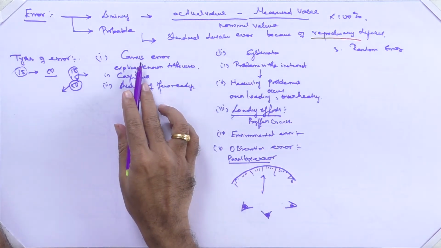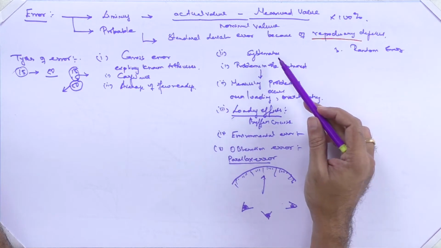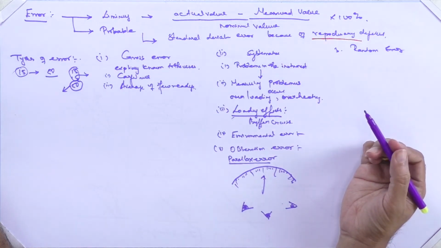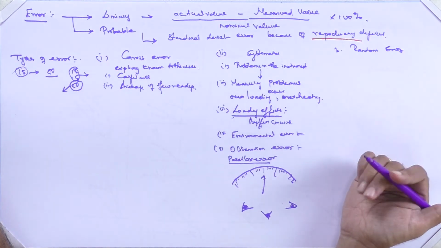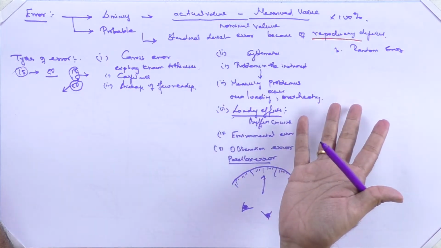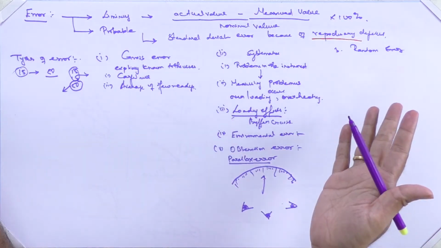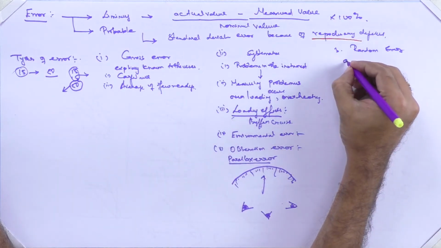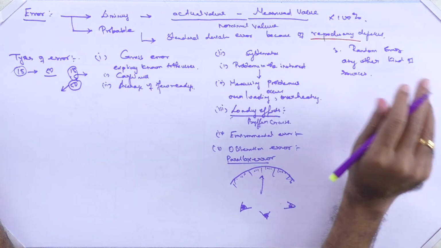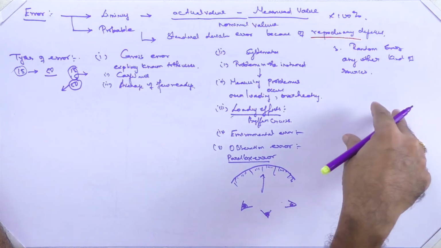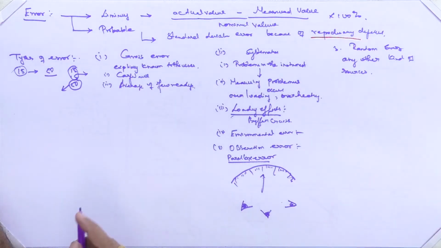Here we have seen the gross error, two types, and five types of systematic error, and finally we come to the random error. Random errors are not generated by any kind of gross or systematic error. Simply, random errors are generated by any other kind of source. In between, suddenly, we don't know how it can be rectified, such errors can creep in. Those are called random errors.